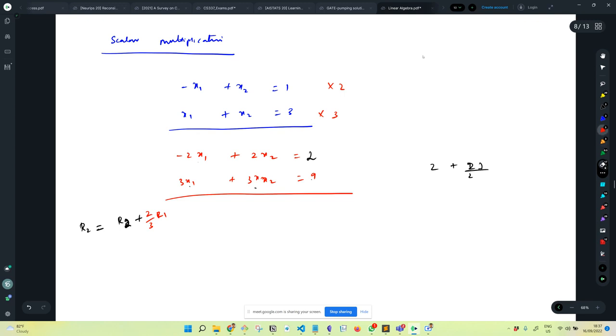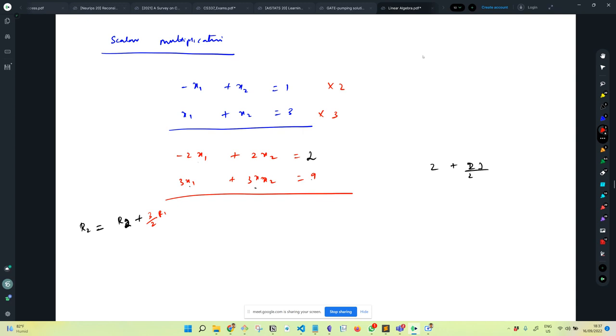So what I'm doing, I'm multiplying R2 equals R2 plus... I'm getting confused, just one second. So R2 equals R2 plus 3 by 2 R1, and plus is correct. Yeah.